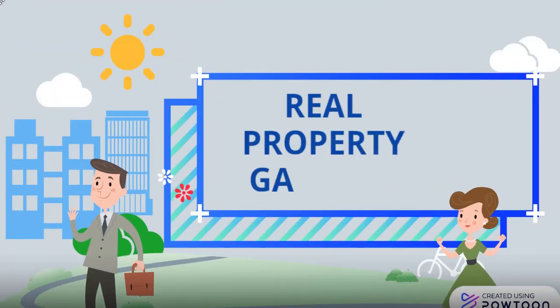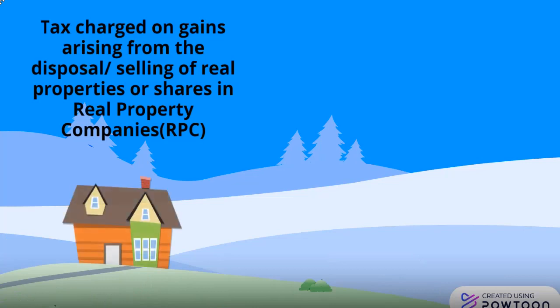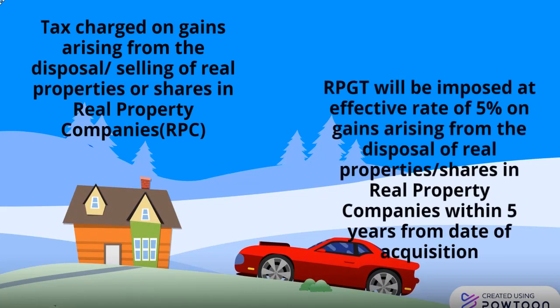Real property gain tax. Tax charged on gain arising from the disposal or selling of real property or shares in a real property company. RPGT will be imposed at an effective rate of 5% on the gain arising from the disposal of real properties or shares in a real property company within 5 years from the date of acquisition.